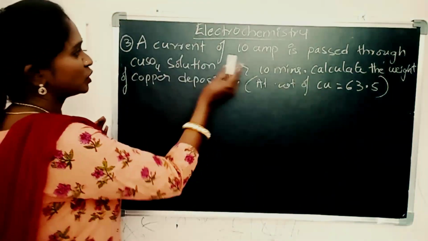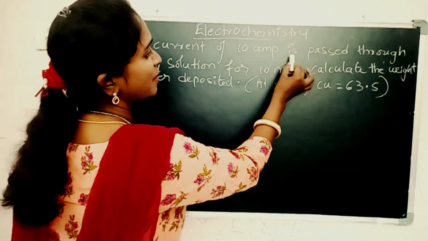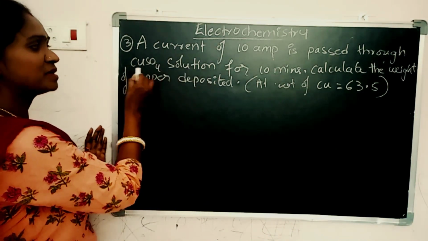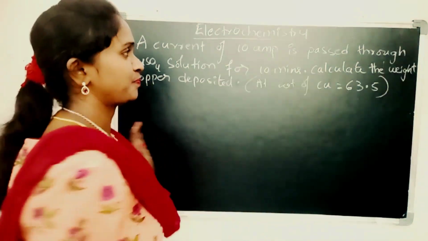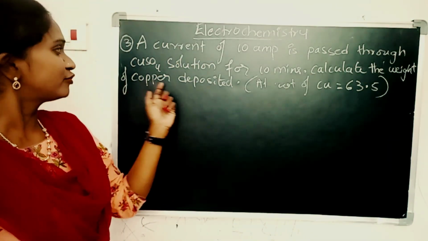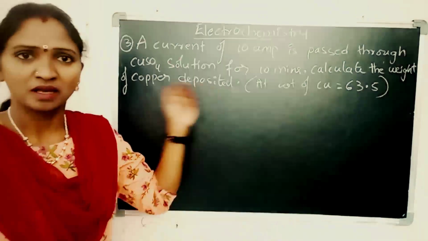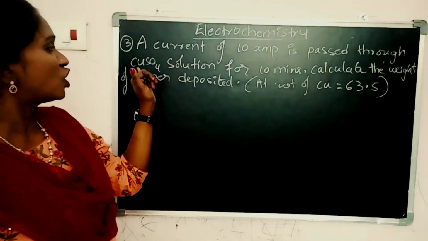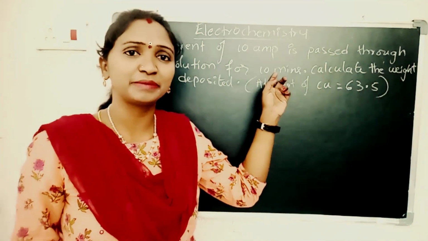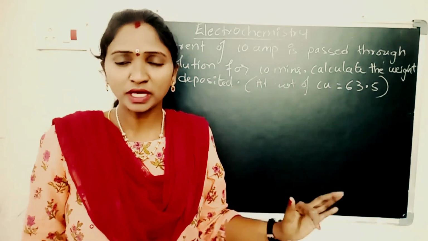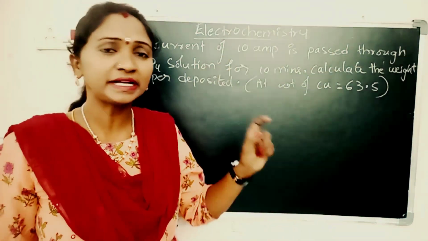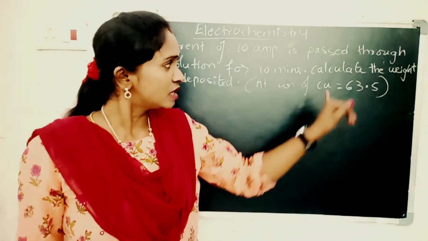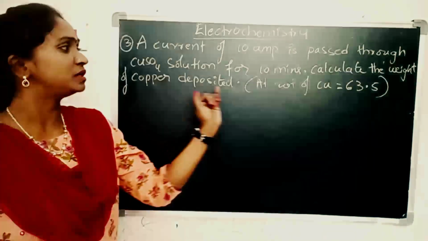So this is the problem. A current of 10 amperes is passed through CuSO4 solution, copper sulfate solution, for 10 minutes. Calculate the weight of copper deposited. The problem is that 10 amperes of current is passed through copper sulfate solution for 10 minutes. Calculate the weight of copper deposited.